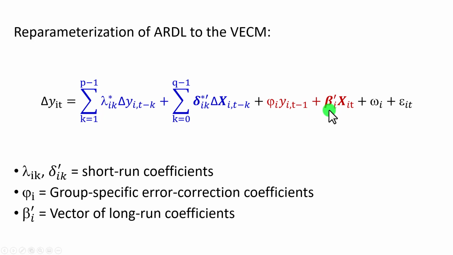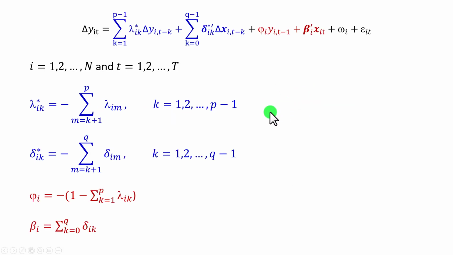Importantly, beta right here will help us infer on long run causality for each regressor, while phi will be configured to measure the speed of adjustment to long run equilibrium. All the coefficients are defined right here.